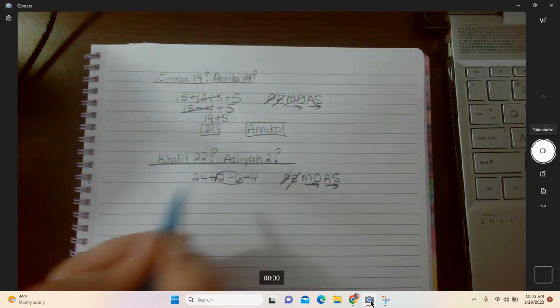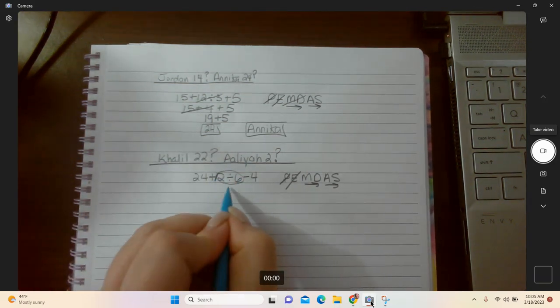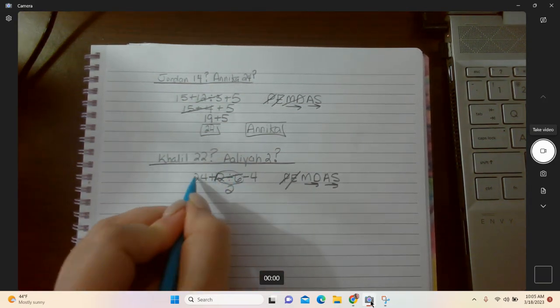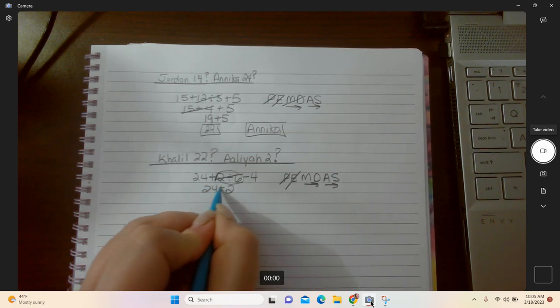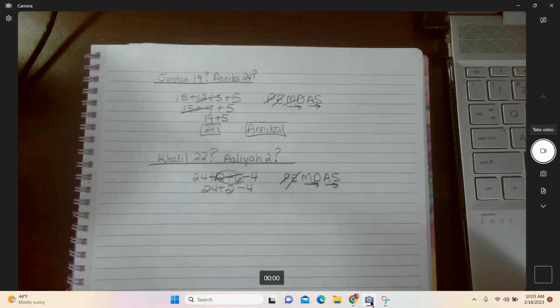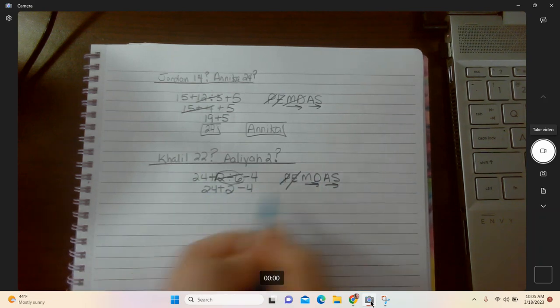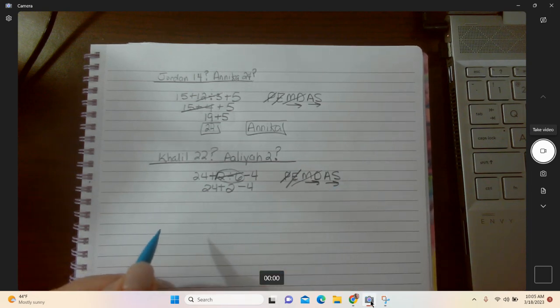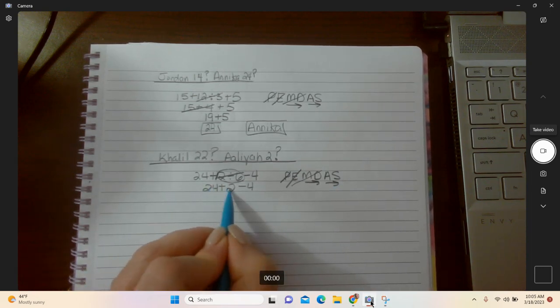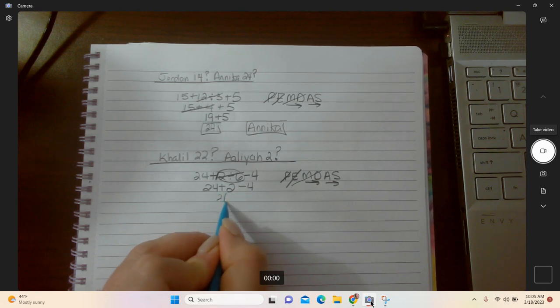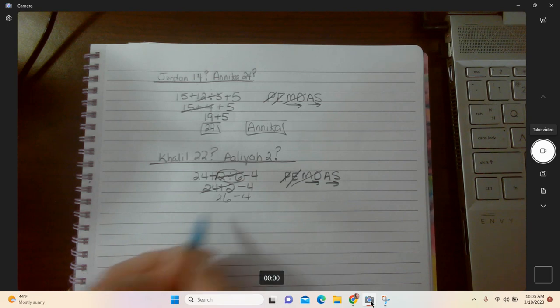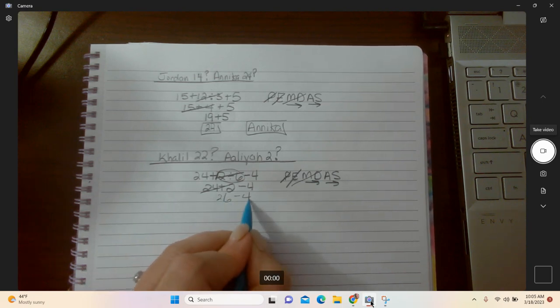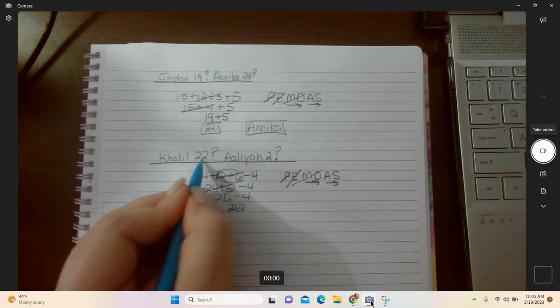All right, 12 divided by 6. 6 plus 6 is 12, so that's 2. Cross that out. Copy everything else. Do you see any more multiplying and dividing? I do not, so I'm going to get rid of my multiply and divide left to right, and now I'm going to add or subtract left to right. 24 plus 2 is 26, and then bring down my 4, cross that part out. 26 minus 4 is 22. Sorry, 22. So that means that Khalil was right.